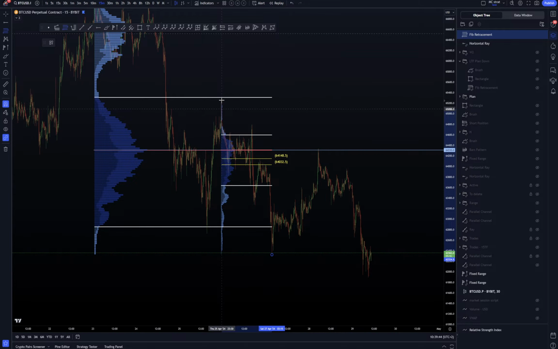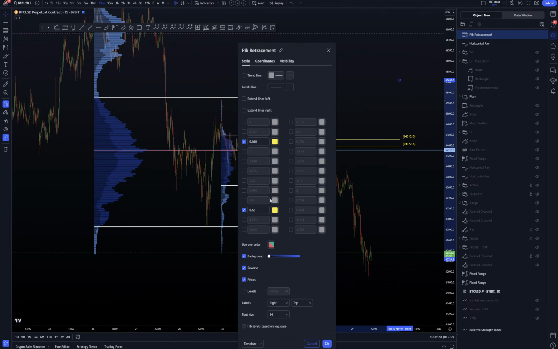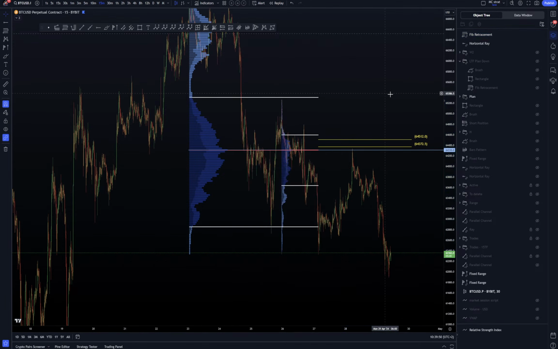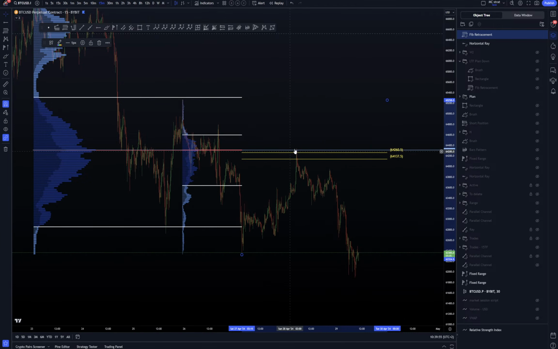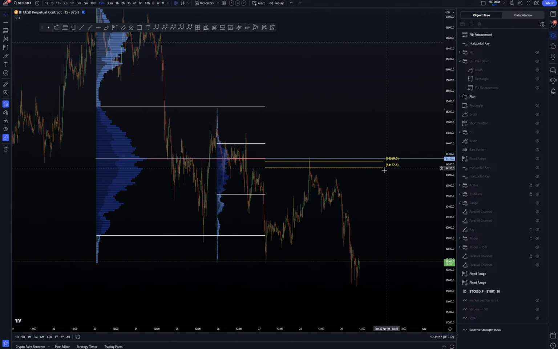For example, from the bottom to the top here, or from the top to the bottom. Again, it depends if you, as always, reverse your tool in the tool settings. But for example here, bam, you have also the 0.618, 66%. So there you go. For example here, really easy way to find a nice resistance confluence.